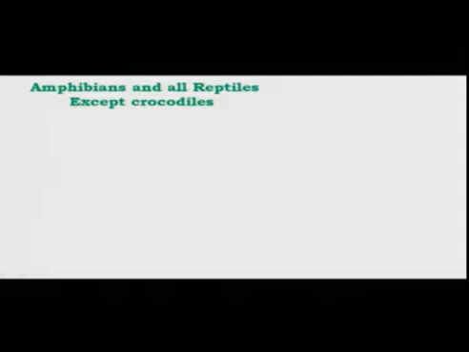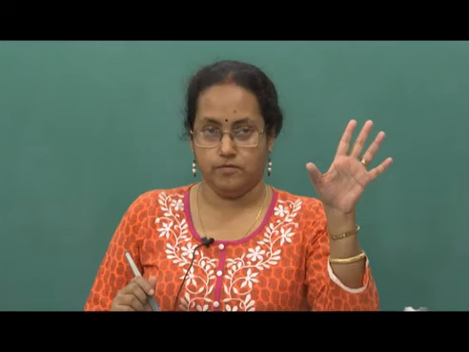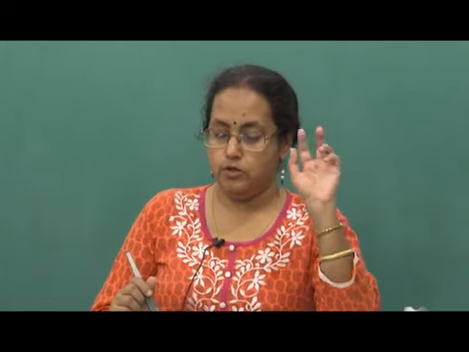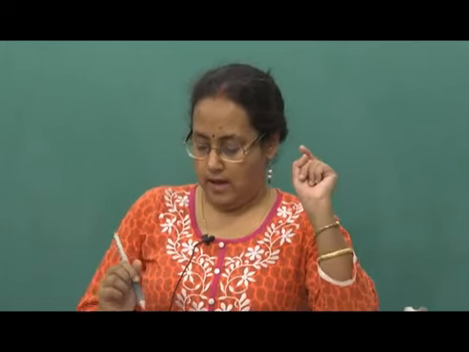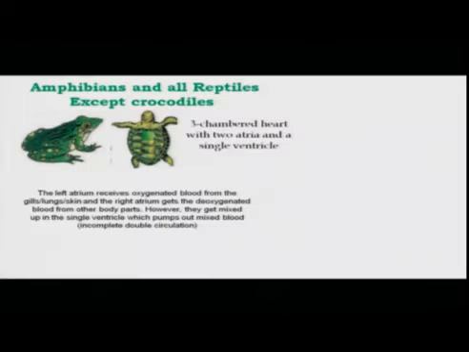So, what about the amphibians and the reptiles? All of the amphibians and all of the reptiles except crocodiles have a different system. So, they have a 3-chambered heart. So far we have looked at a simple system which is in case of the fishes where there is only a 2-chambered heart. In case of amphibians there are 2 atria and 1 ventricle, and what happens here is that the left atrium receives oxygenated blood from the gills, lungs or the skin. So, this is the system and what it looks like.